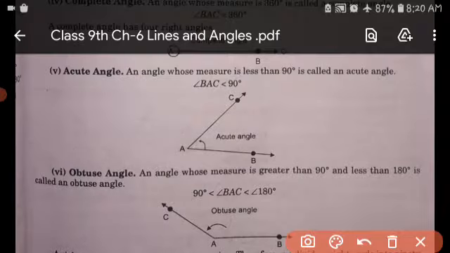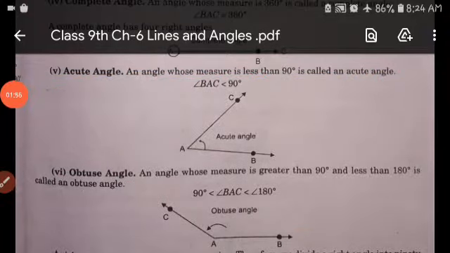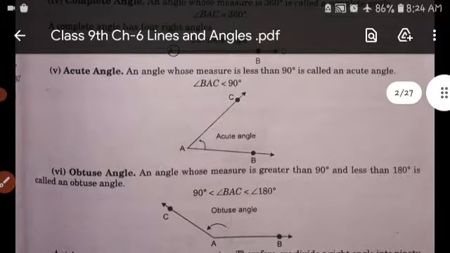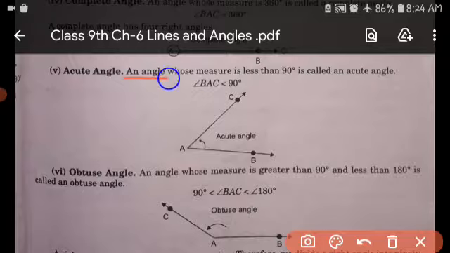Acute angle. An angle whose measure is less than 90 degrees is called an acute angle.